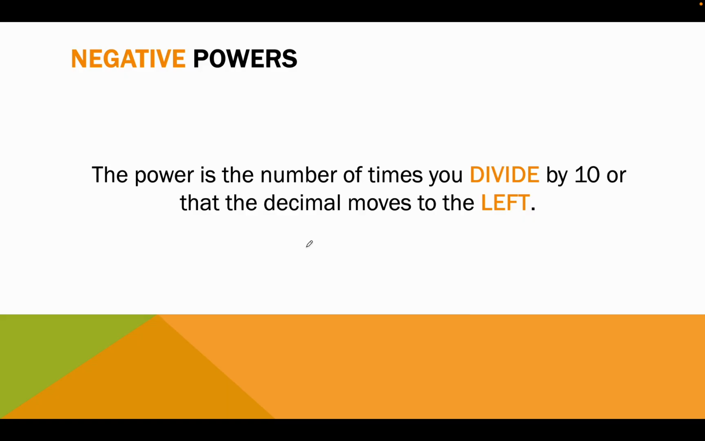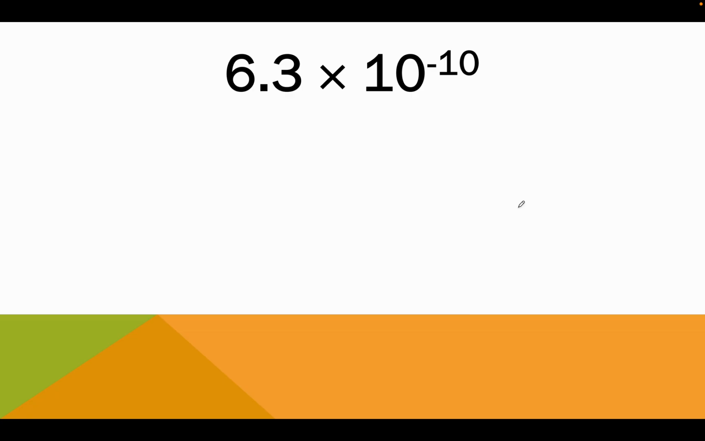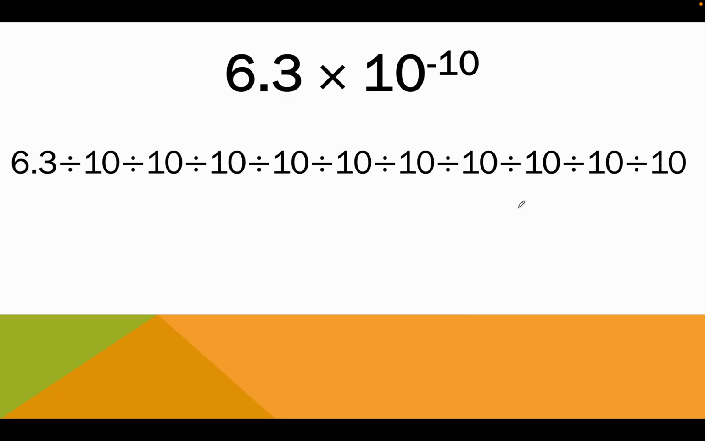Now, if the power is negative, what this means is not that it's a negative number. However, it means that instead of multiplying by 10, you're dividing by 10 over and over again. And when you divide by 10, that decimal gets moved to the left each time. So for example, 6.3 times 10 to the negative 10th would be 6.3 divided by 10, divided by 10, divided by 10, over and over again. Each time you divide 6.3 by 10, the decimal is going to move one more space to the left.